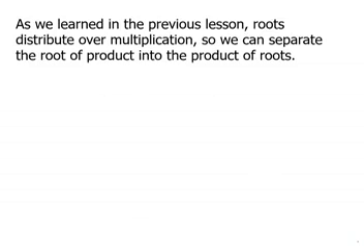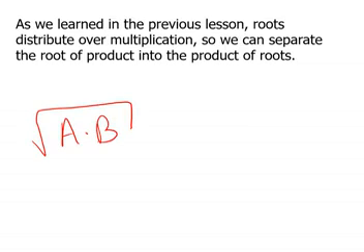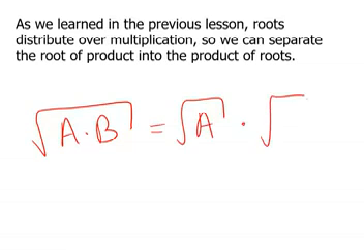As we learned in the previous lessons, roots distribute over multiplication, so we can separate a root of products into a product of roots. So if I have a product under the root, I can separate that into the square root of the first one times the square root of the second one.